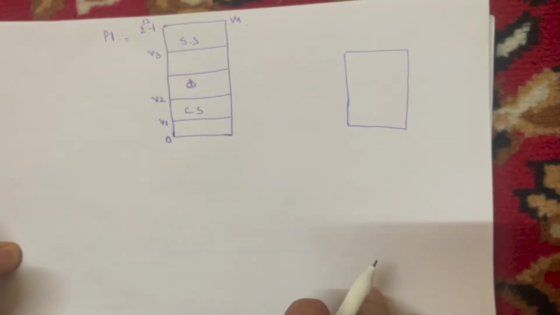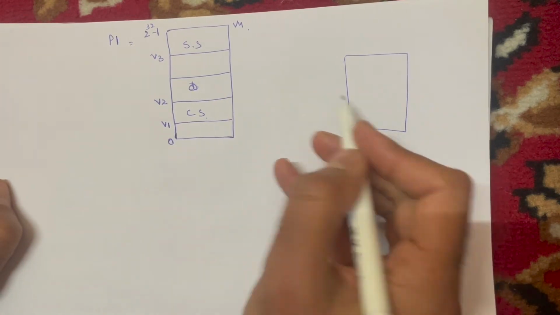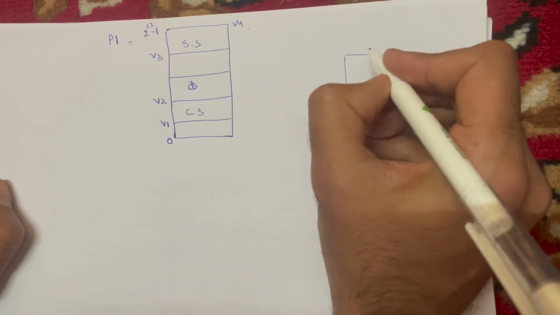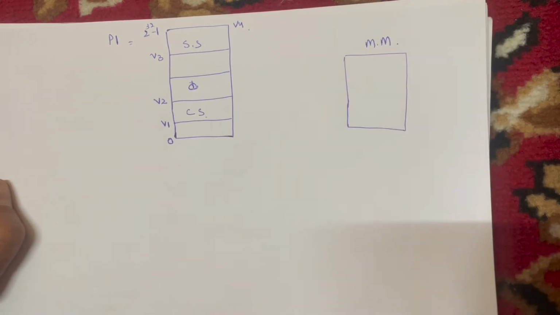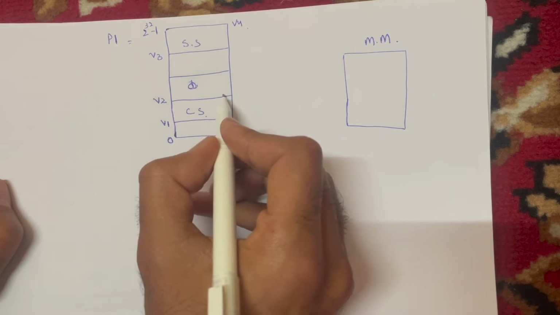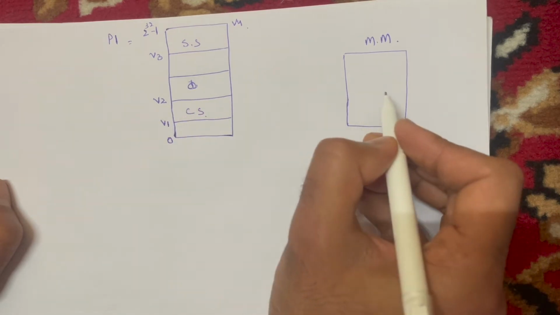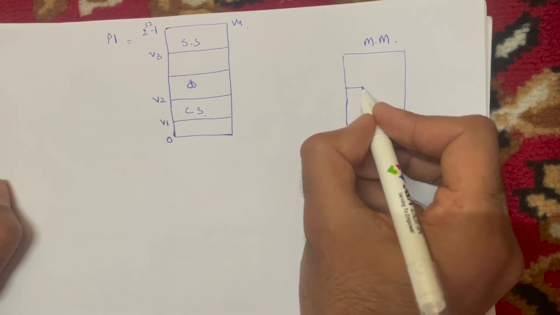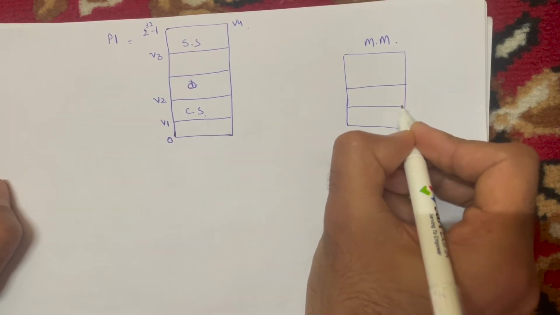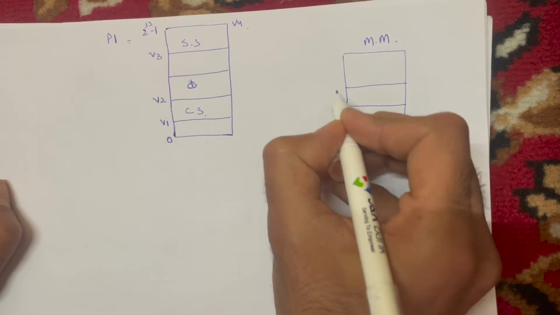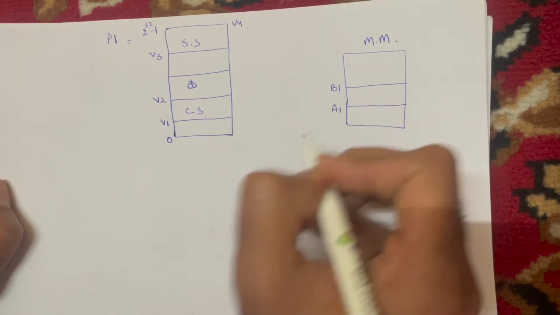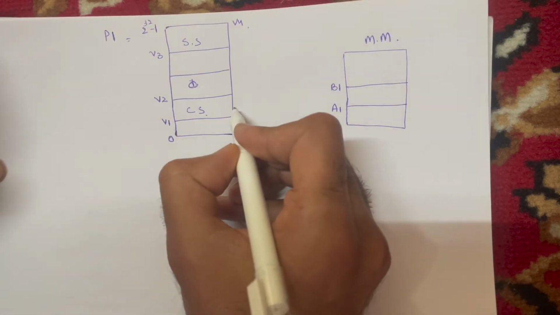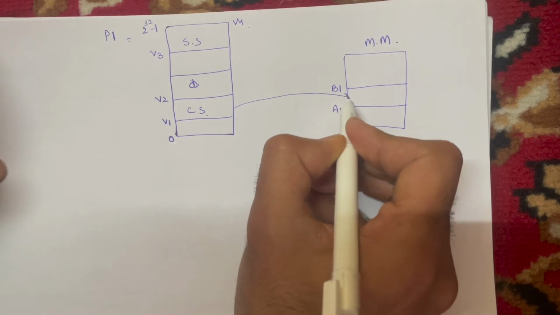Fine. So let's say I am placing these code segment and stack segment into the main memory. First I have to place this code segment into the main memory. So I will find some space in the main memory. Let's suppose I got this space where the starting address is A1 and the ending address is B1. So I will take this particular code segment and place it into the main memory.